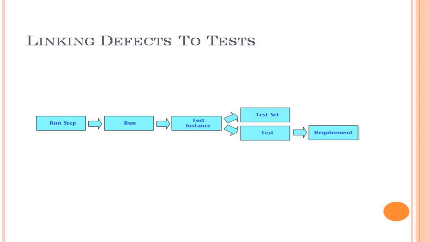Note that the indirect linkage is a one-directional flow. For example, if you link a defect to a run, it is not indirectly linked to its run steps. In this exercise, you will link your defect to the cruise booking test in the test plan module, and view the linked test in the Defects grid.